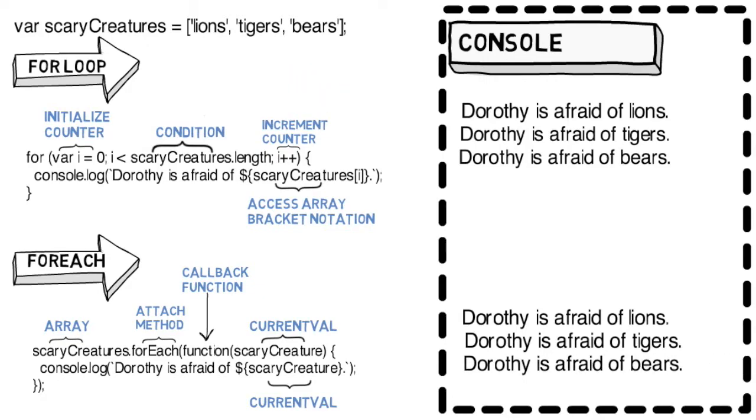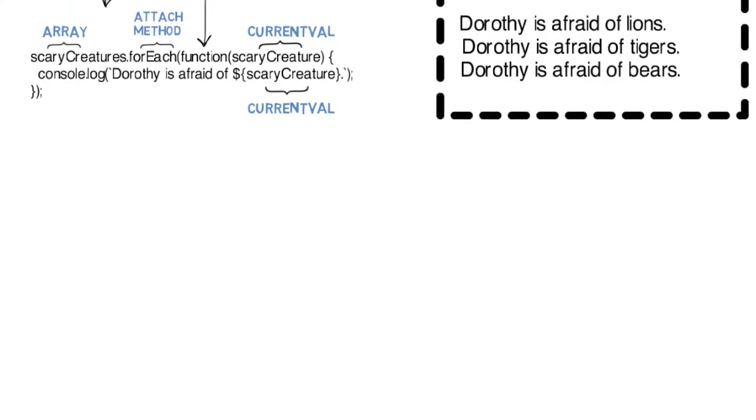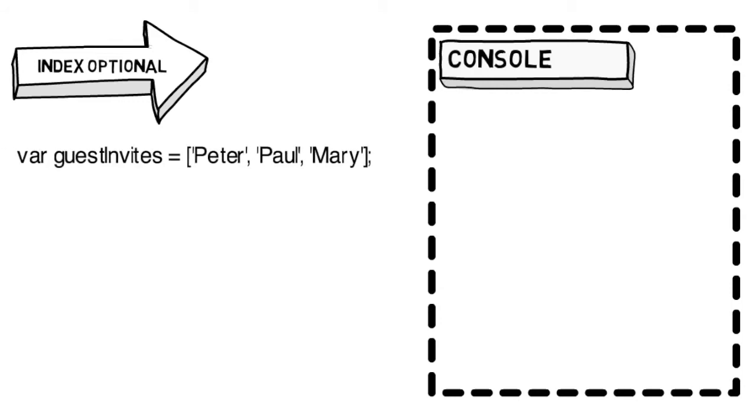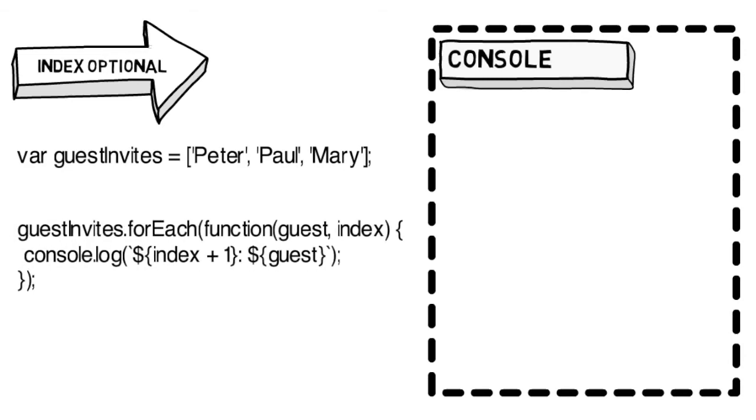Now that we've done that, let's take a look at one of our optional values. Let's look at a possible implementation using the optional index value. We'll imagine that we have the following array: guestInvites, containing the strings Peter, Paul, and Mary. We want to print to the terminal 1:Peter, 2:Paul, 3:Mary. Let's look how to pull this off using the optional index value. We don't have to do anything extra to set this value. Whatever the current value is in the array will have access to its index.